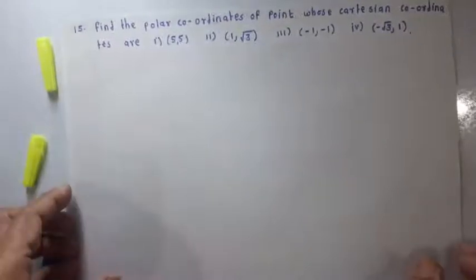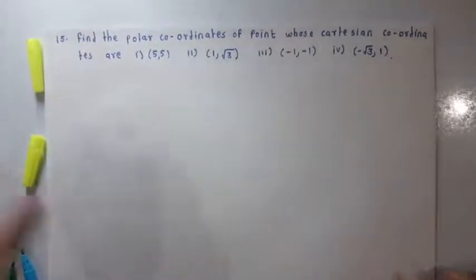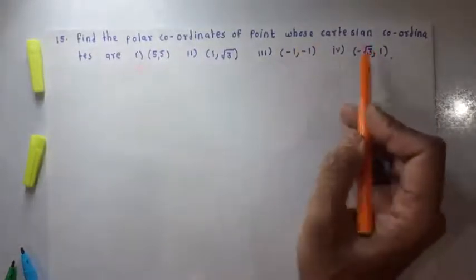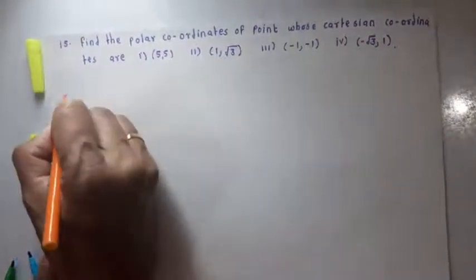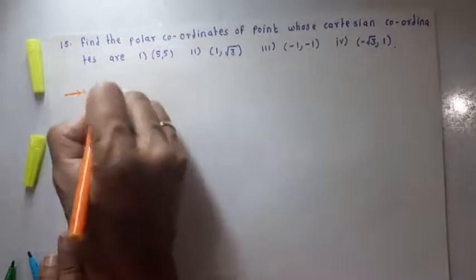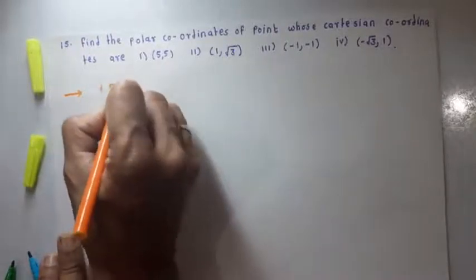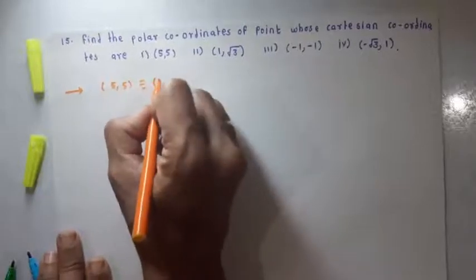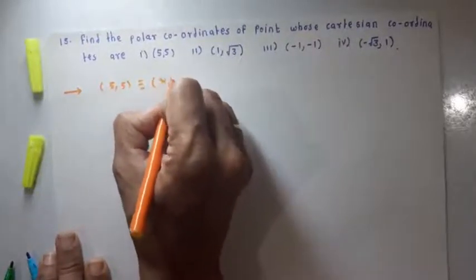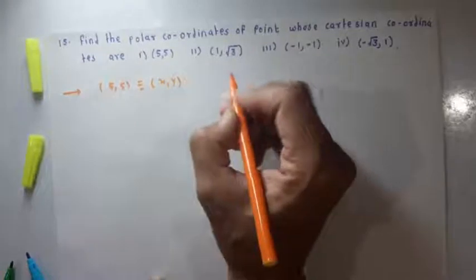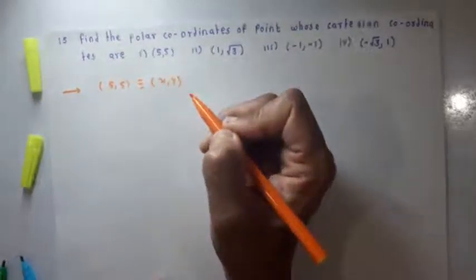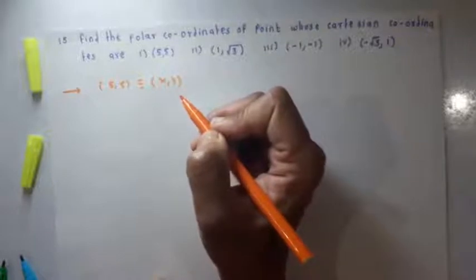Find the polar coordinates of the point whose Cartesian coordinates are 5 and 5. These are the Cartesian coordinates, that is x and y. Let us find out the polar coordinates. So the polar coordinates are r and theta that we have to find out.